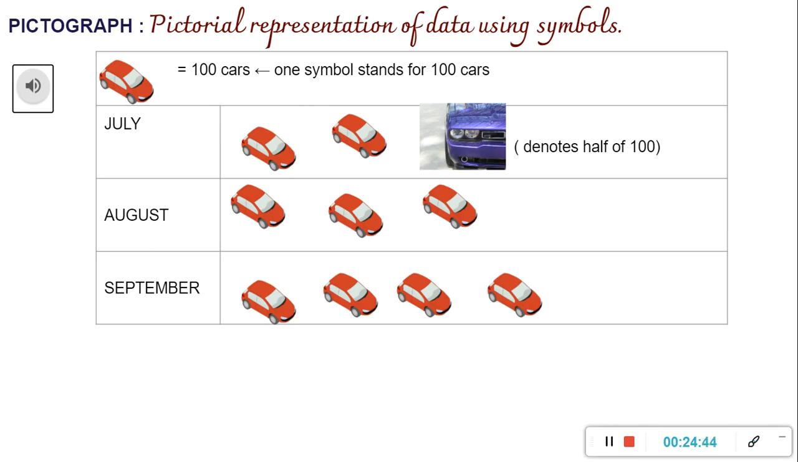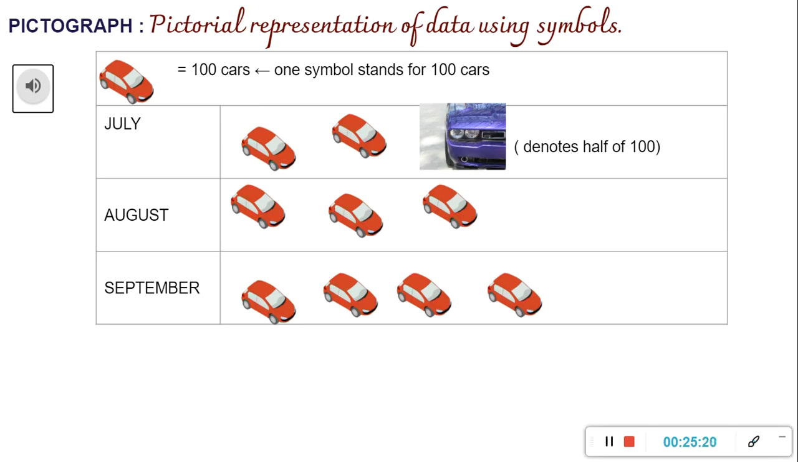Okay. So here the production of cars in a company is given. In July, two cars are given and half of one car is given. That half means half of 100, that is equal to 50. And in August, 3 cars, means 3 symbols, are given. In September, 4 cars are there, isn't it? So in July, the production was 250 cars. In August, 300 cars. In September, 400 cars, isn't it?